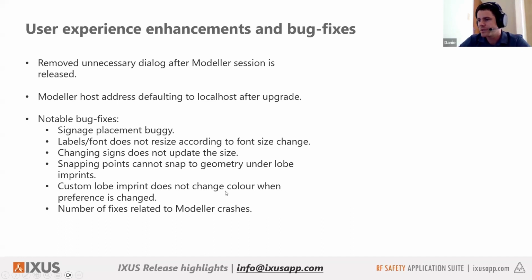And custom lobe imprint does not change color when changing preferences. So if you changed the color of your custom exclusion zone, the lobe imprint would not change with that. You had to restart for that to take effect. That's also been fixed. And then a number of fixes related to some modeler crashes that were being experienced.